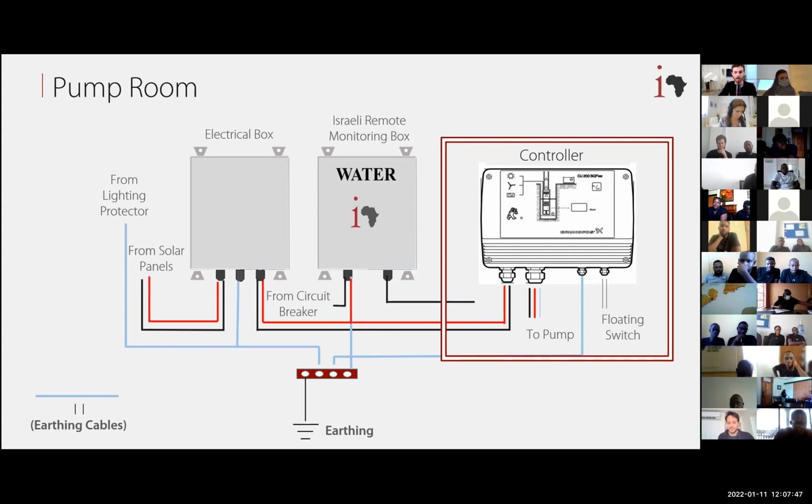As you can see, all of the components have an earthing cable that connects to the earthing rod. If you remember Moti's lecture, we need to connect everything to the earthing rod, and this way we can keep the potential as we want.